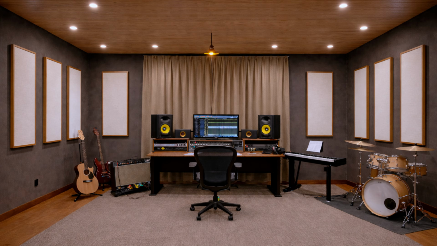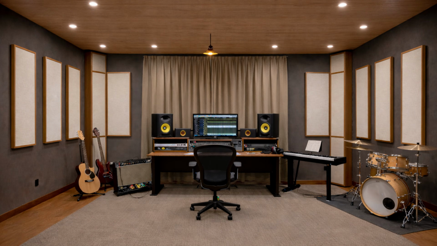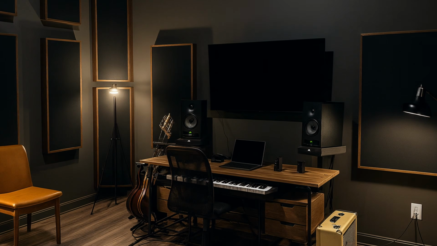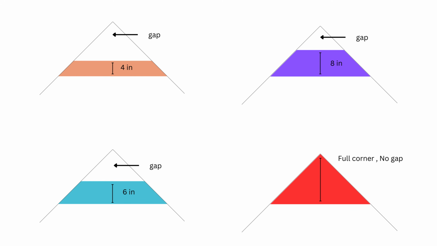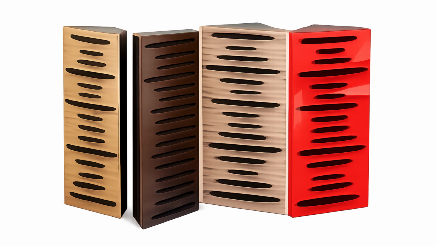When treating corners, it's best to cover them from floor to ceiling whenever possible. If that isn't an option, a 2-foot by 4-foot bass trap in each corner is a solid alternative. Make sure the bass traps are designed to fit into corners and look for designs with depths ranging from at least 4 inches up to full corner depth for effective low-frequency control. You can choose between absorber-based, diffuser-based, or hybrid bass traps depending on your goals and how your room behaves acoustically.